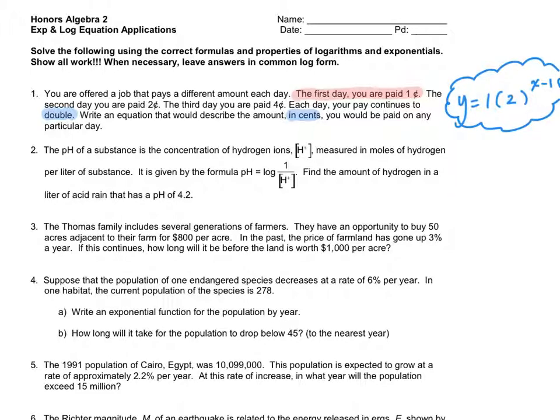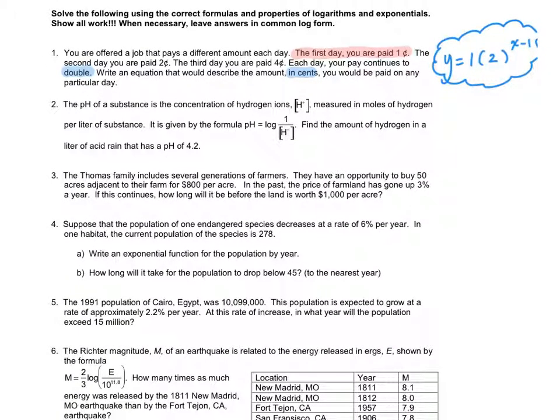Now let's move on to problem number 2. In number 2, the pH of a substance is the concentration of hydrogen ions, H+, measured in moles of hydrogen per liter of substance. It is given by the formula pH equals log, and the argument is 1 over H+. Now the log, as you can see, I cannot see the base. So the base is 10. So this is a common log.